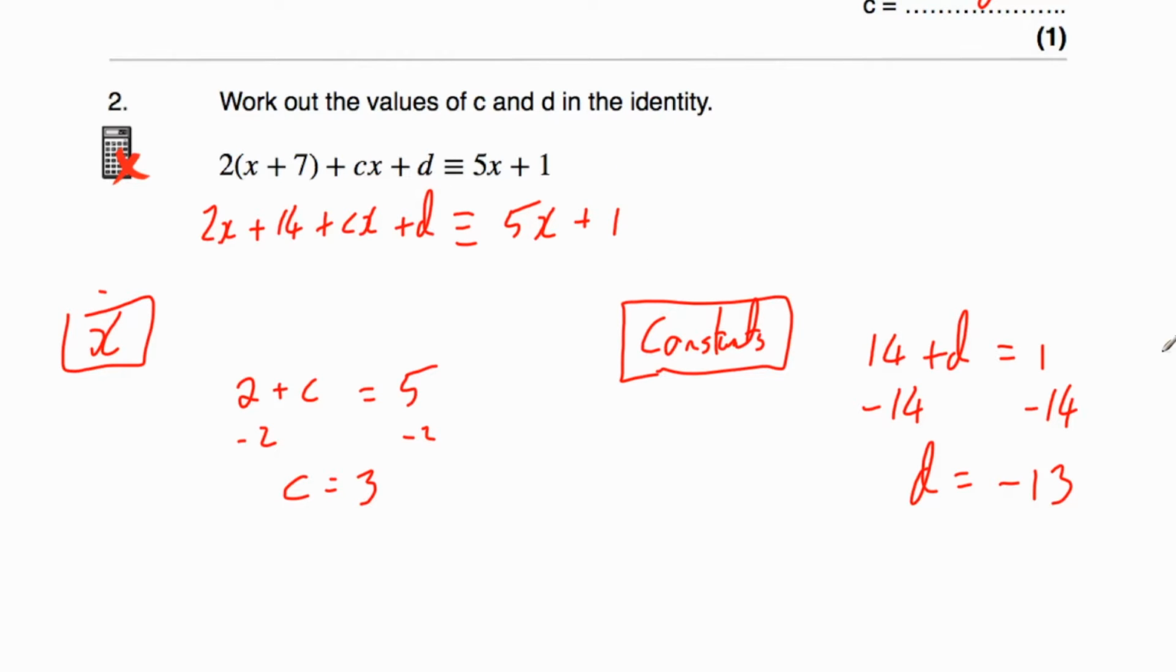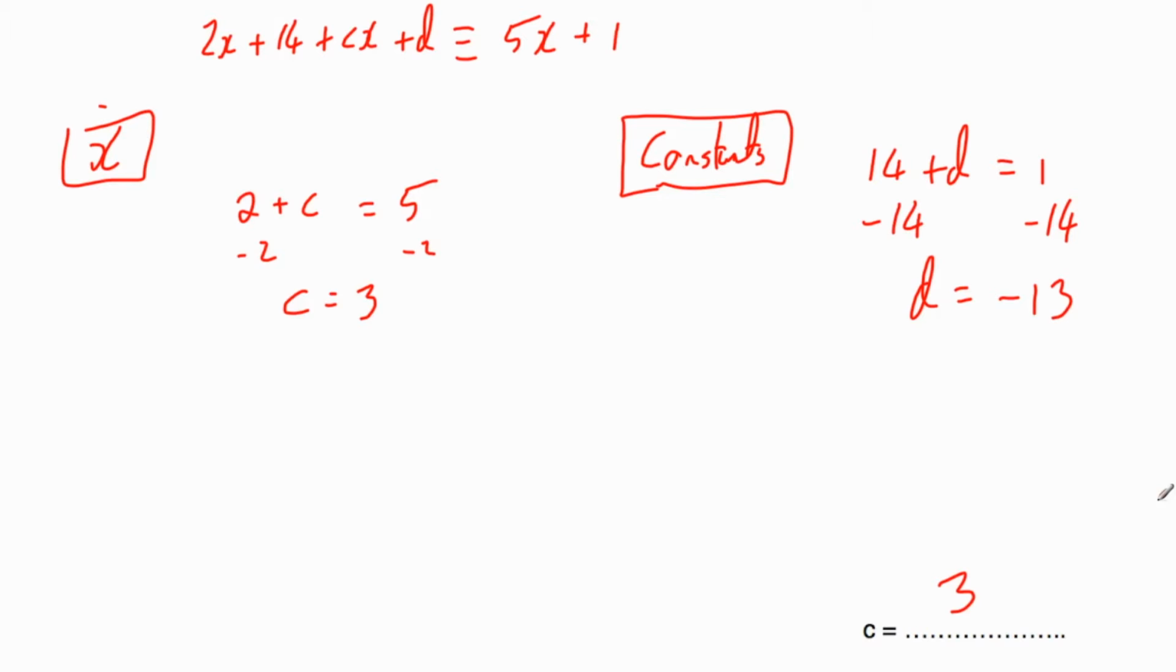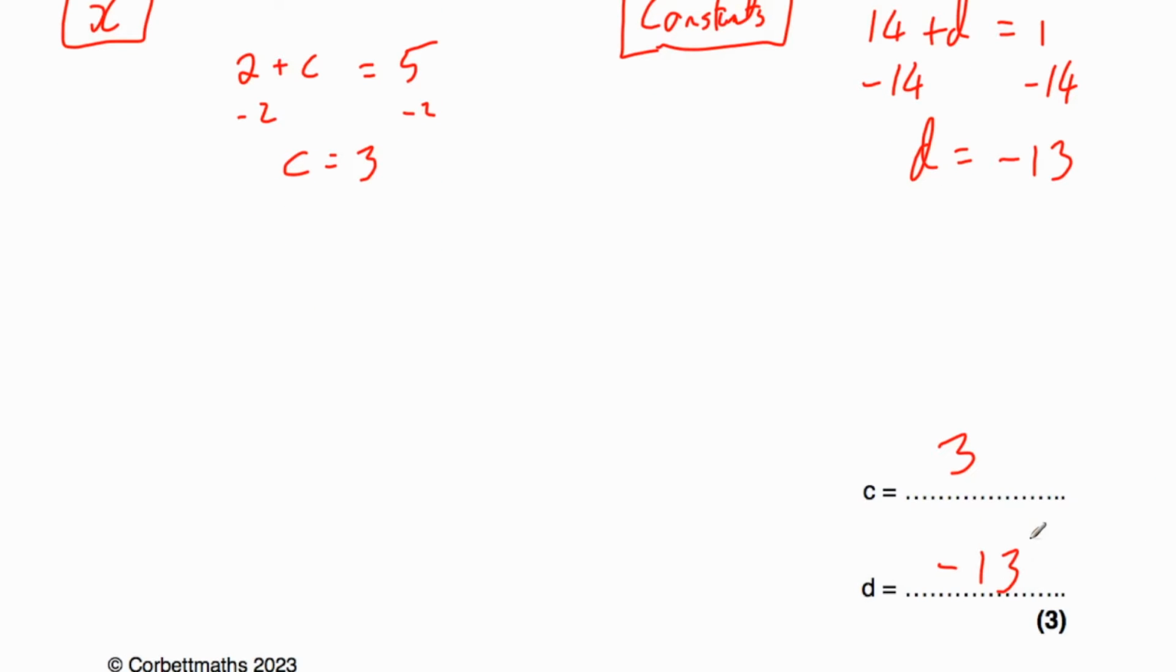So that's fantastic. The value for c is equal to 3, and the value for d is equal to negative 13. And that's it.